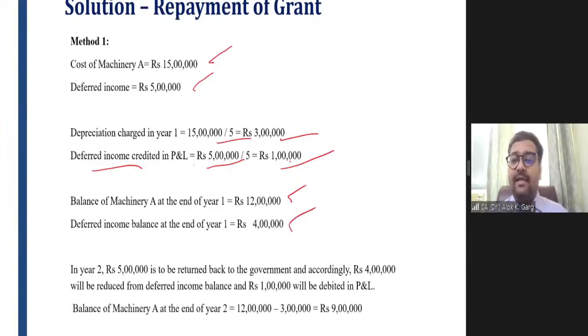And now in the second year, this grant is repayable. So what do we need to do? We need to set off this deferred government grant of 4 lakh rupees. We need to debit the deferred government grant by 4 lakh rupees and credit the grant payable or bank account by 5 lakh rupees. And this 1 lakh rupees balance will go to P&L. Okay, understood? And the machinery account will go as it is because it is at the full value. It is the gross approach. There is no change in the calculation of depreciation or value of the machinery.